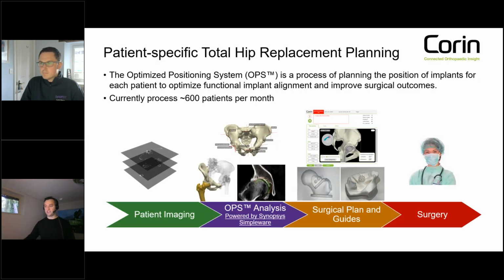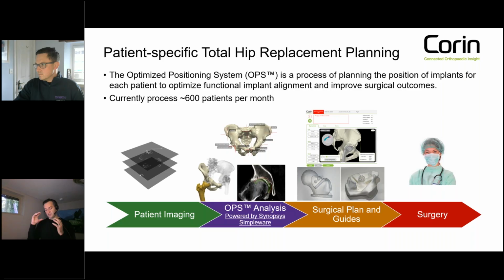So getting into more the implants, guides, and surgical planning, where we can scale up to serve thousands of patients. This is with Corin, as I mentioned before, the optimized positioning system. It's a process of planning the position of implants for each patient to optimize functional implant alignment and improve surgical outcomes. So they avoid impingement and things like that. They currently process about 600 patients per month.